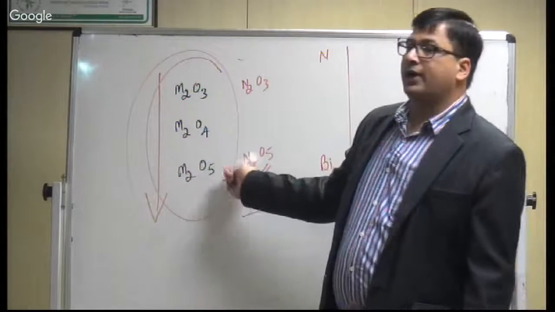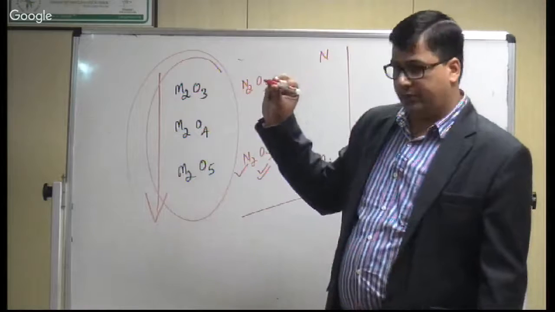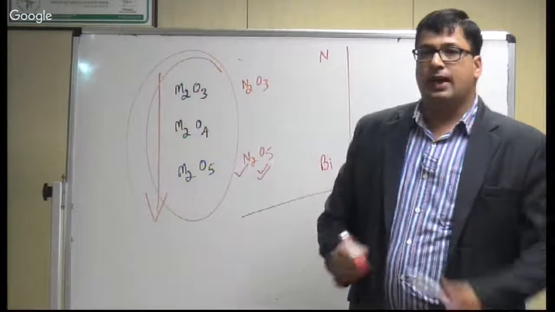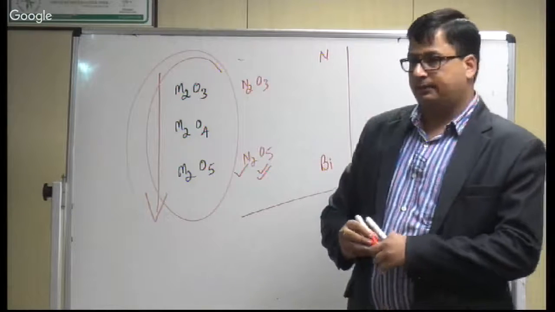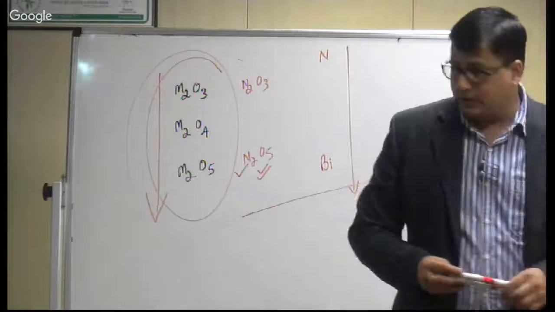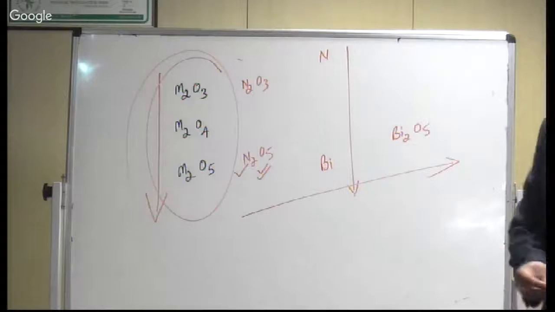N2O5 when treated with water will give HNO3. Nitrogen forms 2 types of acids. One is HNO3, other is HNO2, nitric and nitrous acid. Clear? Clear? Let's see the phosphorus oxides.